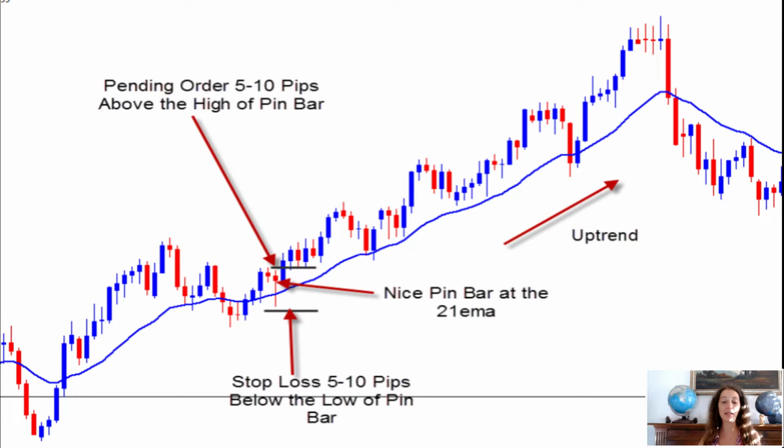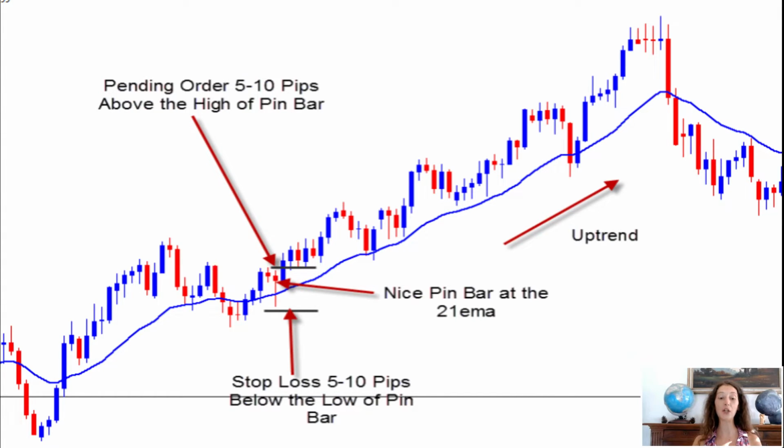Now practice. I show a simple strategy with the pin bar and the moving average 21 period. Pin bar with moving average is a price action system. When the market is trending, we can wait for the market to pull back to the moving average and then watch for a pin bar to form. So let's take a look at a few examples.